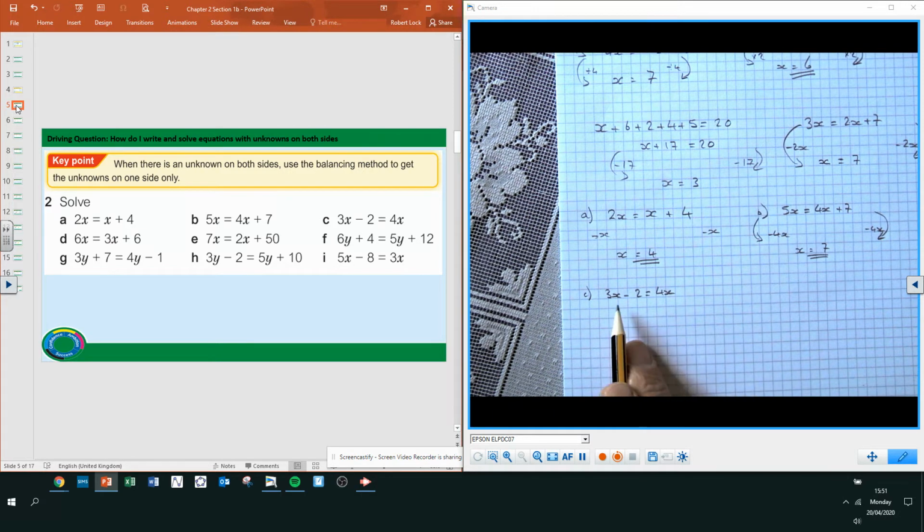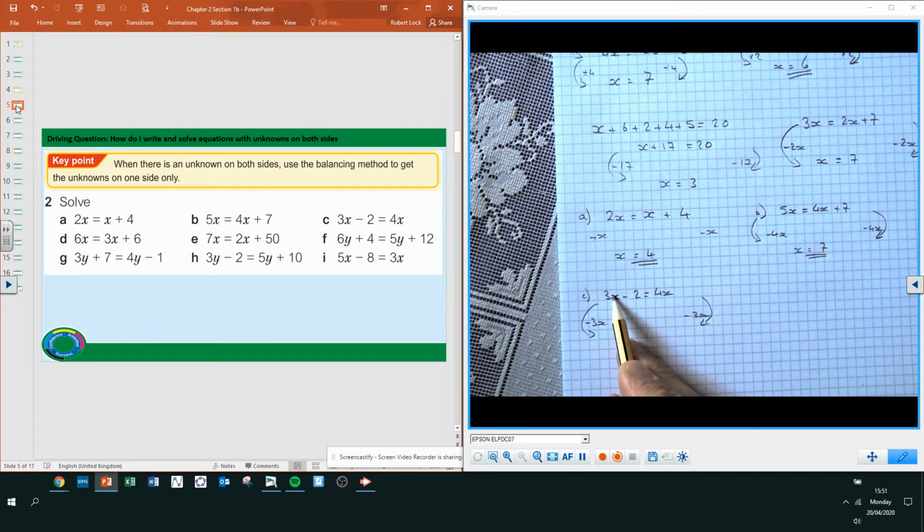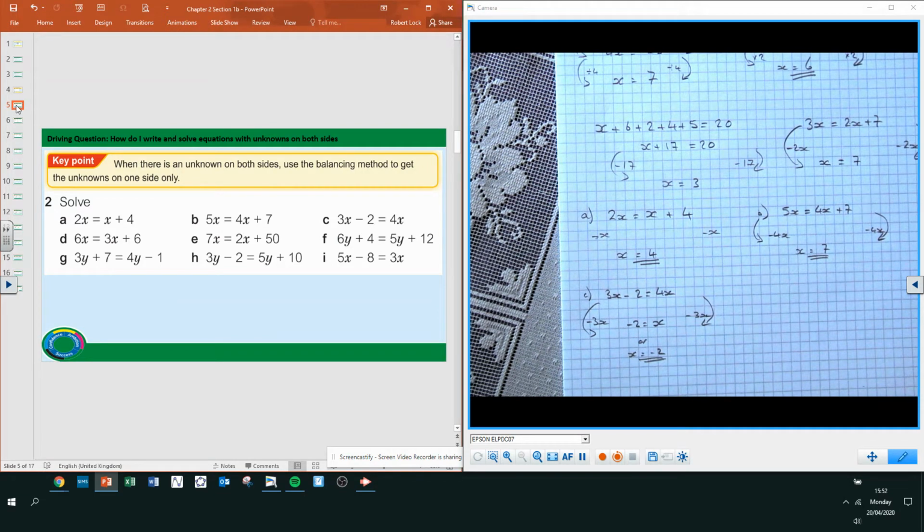This time, the majority, or the bigger number, are on the right hand side. So we're taking the left hand side over to the right hand side. Here, minus 3x this side, minus 3x this side, keep it balanced. So that becomes minus 2 equals x, or x equals minus 2. The answer is still the same. D.